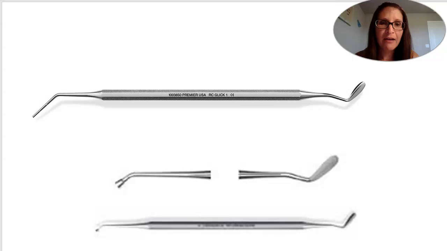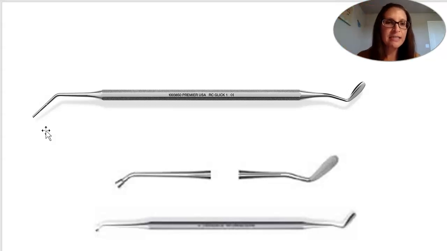Next instrument that we have is our Glick number 1, which again is a double-ended instrument. One end has a paddle to it. The other end looks very similar to the endo plugger. And the Glick is often used towards the end of the procedure. Again, same thing, they're able to make sure that the gutta percha is condensed in there.